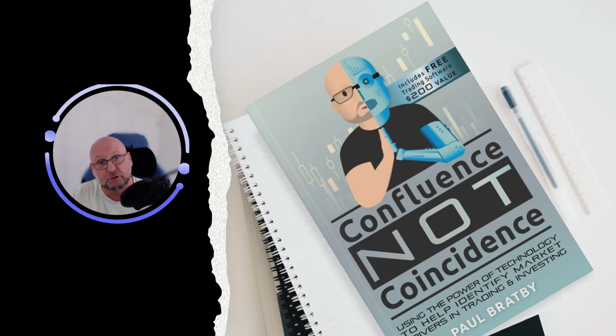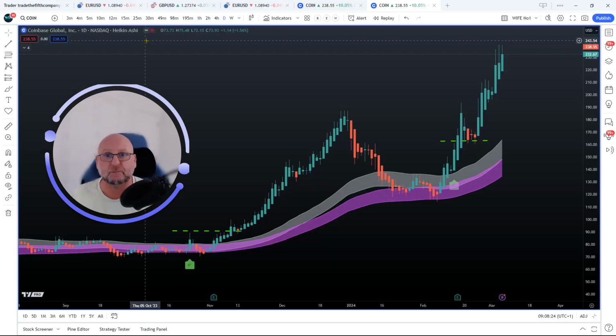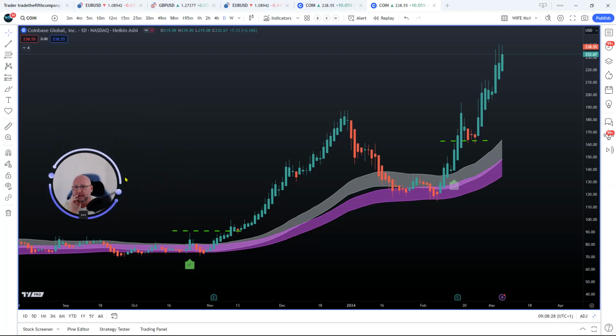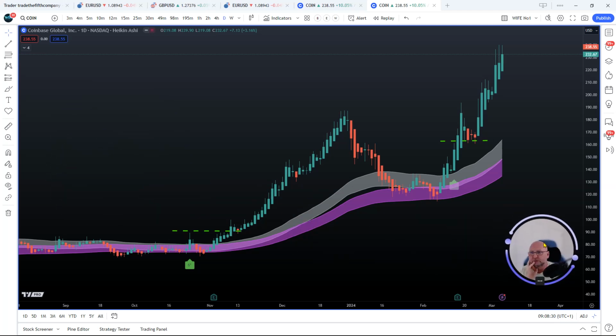So I want to go through a couple of examples now using different instruments to show you how the EMA Cloud works. So we're going to look at stocks, forex, futures and crypto. We're going to look at one example of each.